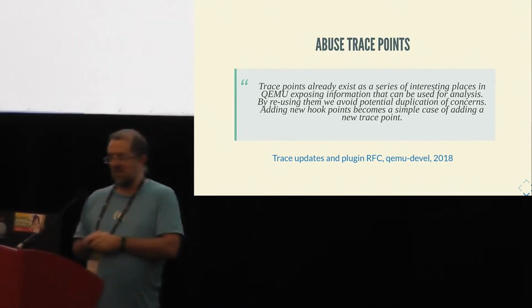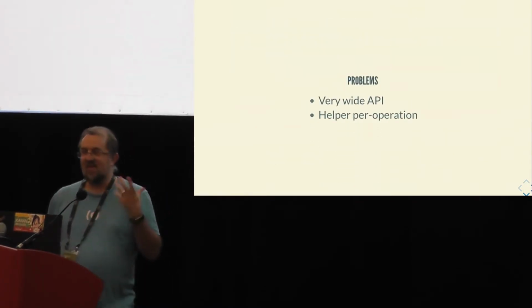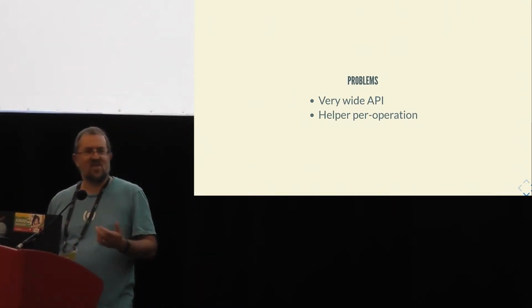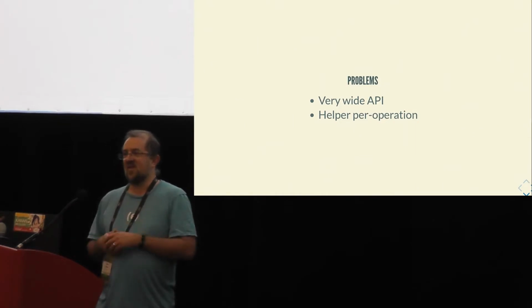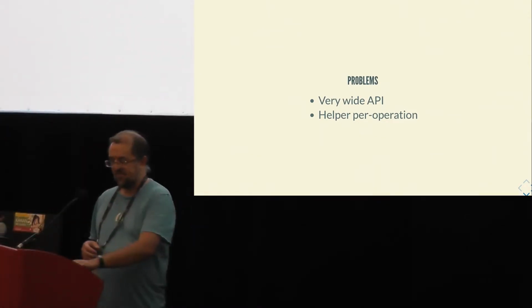It didn't really go down particularly well with the other developers, mainly because it introduced a very wide API. And so it was all very well saying hook into the trace points, but trace points can change, so you don't really have any sort of API stability. And the trace points are quite wide and varied, so you're digging quite deep into the internals of how QEMU runs.